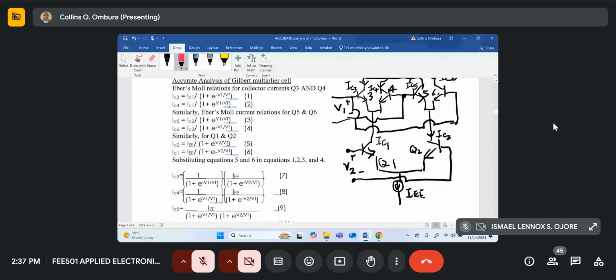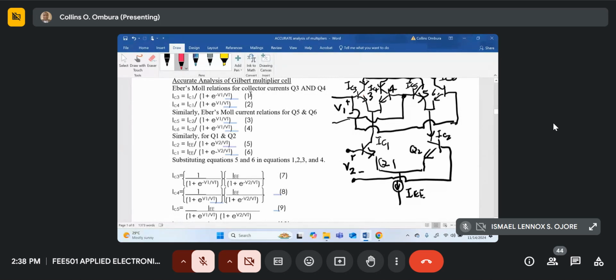So that's how we get equations 1 to 6. Now let's substitute equations 5 and 6 in 1, 2, 3, and 4. Because equations 1 and 2 have IC1 in the numerator, and equations 3 and 4 have IC2 in the numerator. But IC1 and IC2 are given by equations 5 and 6.